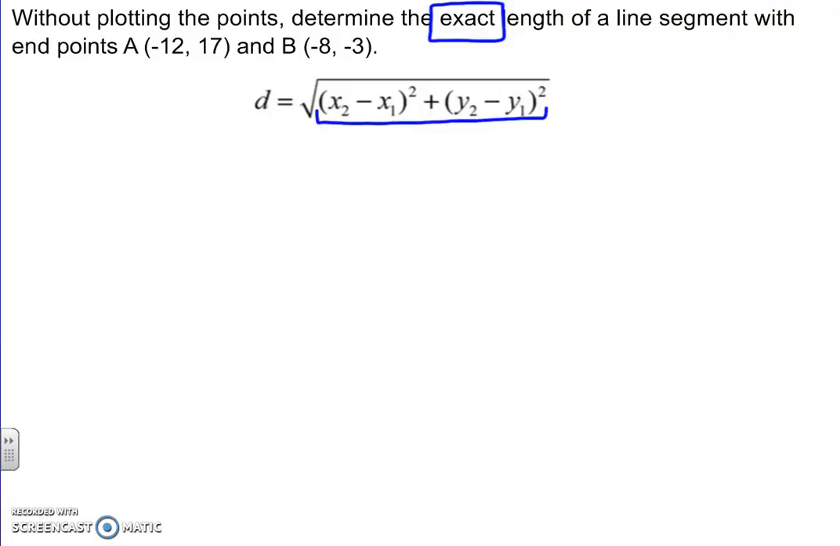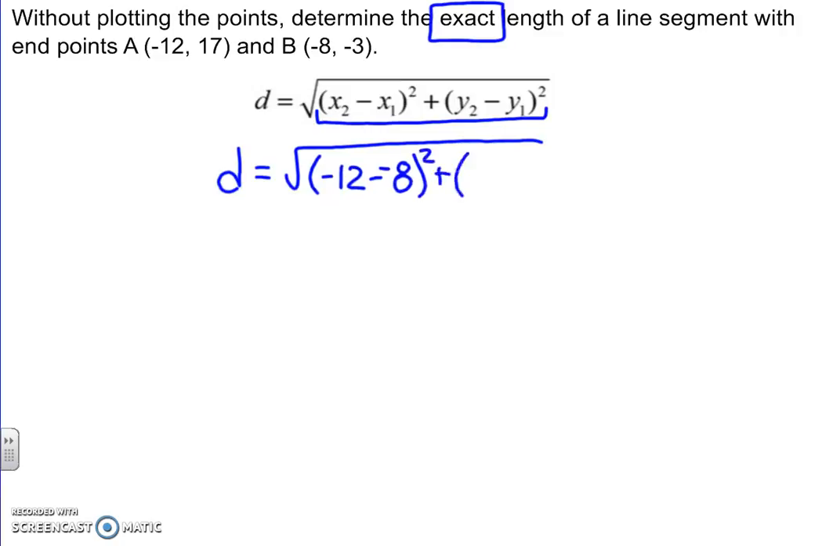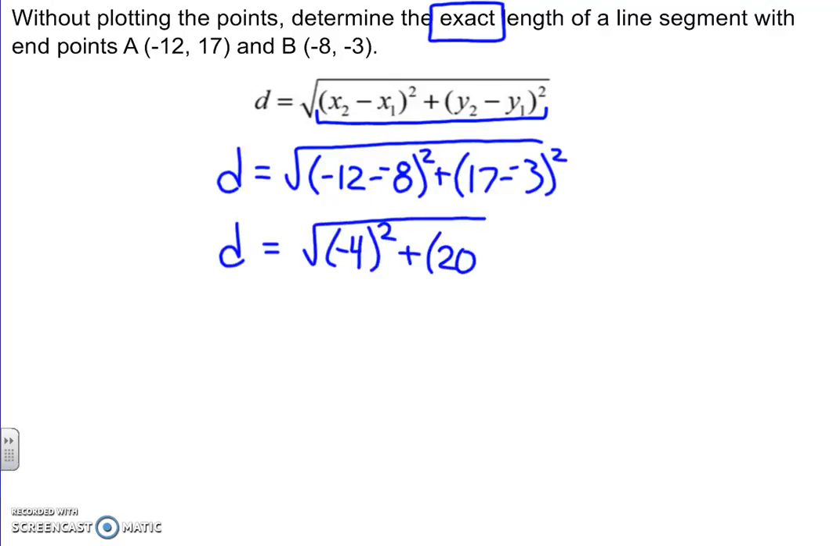So first thing, we plug it in, and we go from there. So d equals the square root of, and we plug in my values. I start with my x values just to be consistent, and I'll go from A to B. So negative 12 subtract 8 squared plus 17 subtract 3 squared. There, we get the square root of negative 4 squared plus 13 squared.